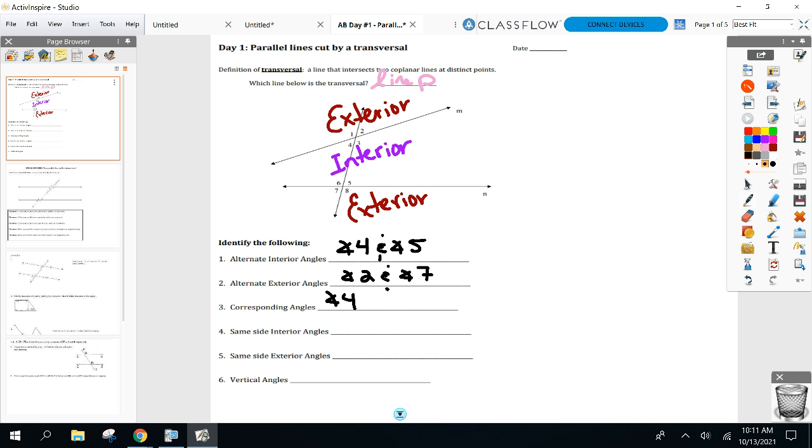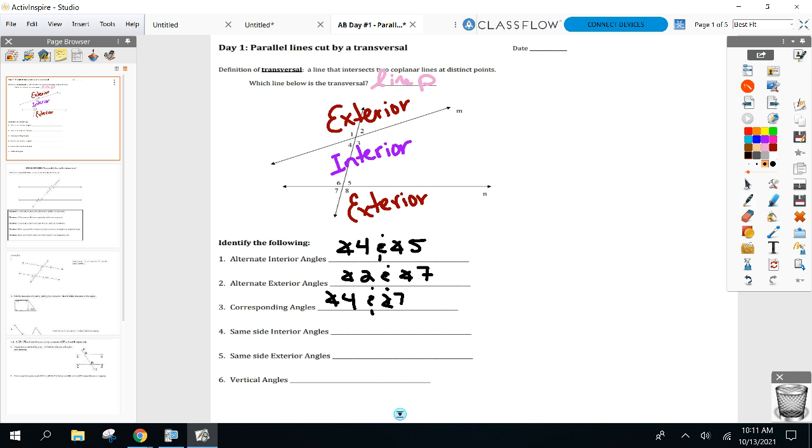Those are called corresponding. 4 and 7. What would 1 match up with? So 1 and 6 are corresponding. 2 and 5 are corresponding. 3 and 8. All right, corresponding. They match right up when I put them on top of each other. Any issues so far? Now they get a little tougher.